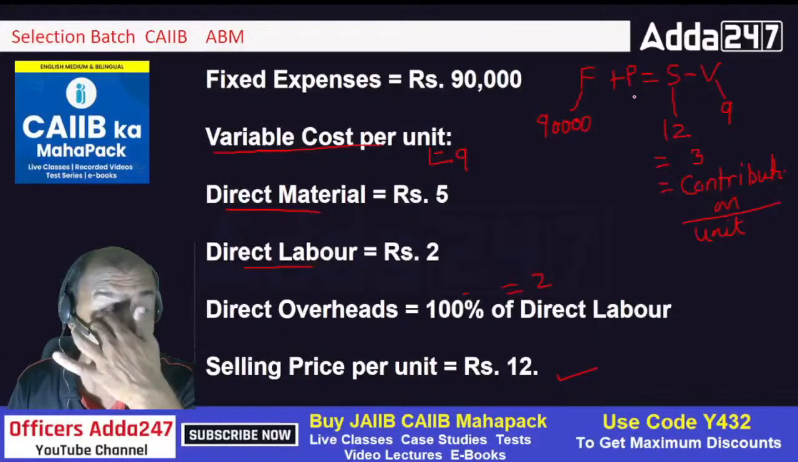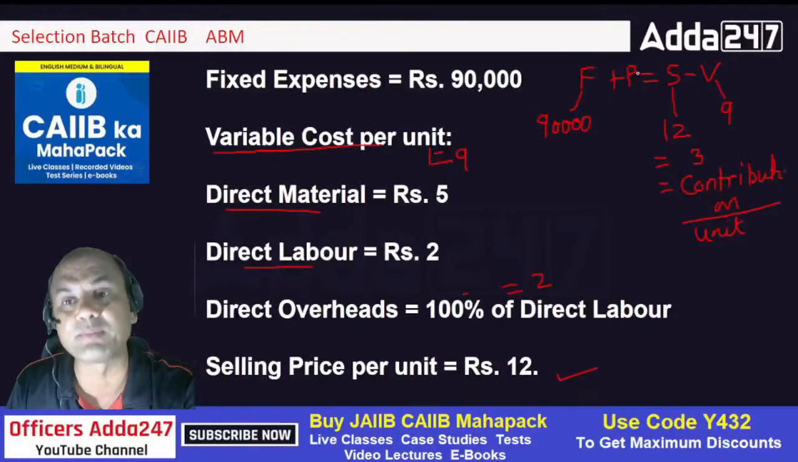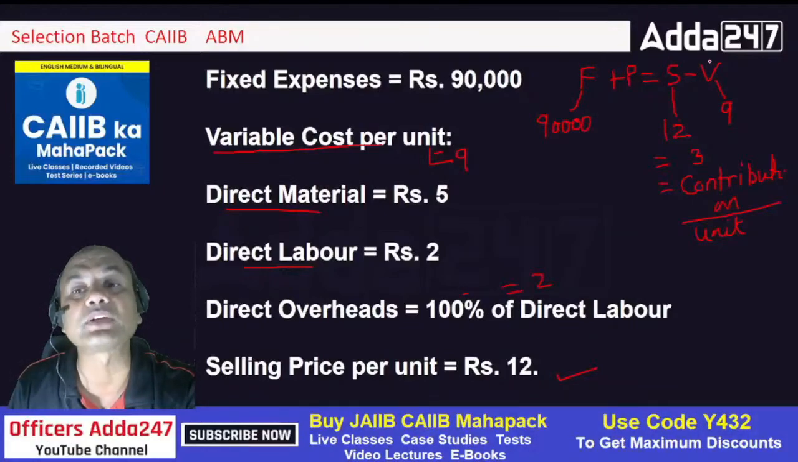So what is this? F plus P. F means fixed cost. P means profit. S means selling price per unit. And V is variable cost per unit.